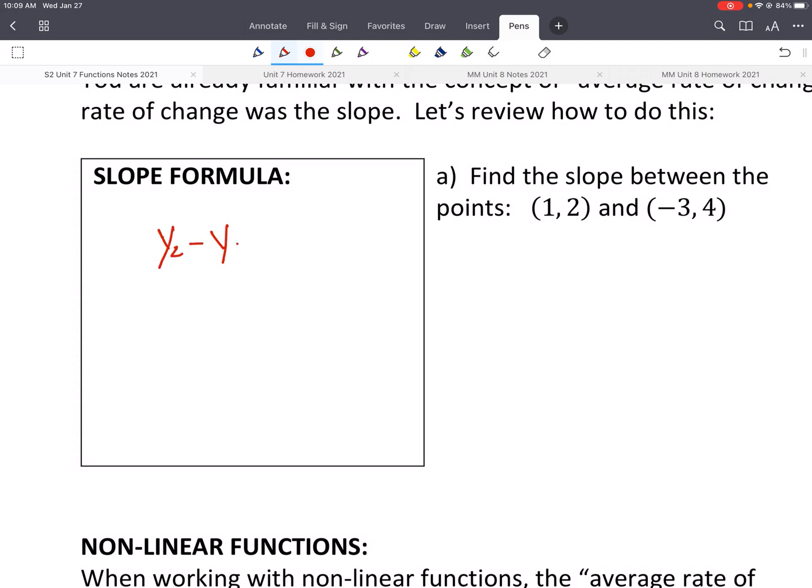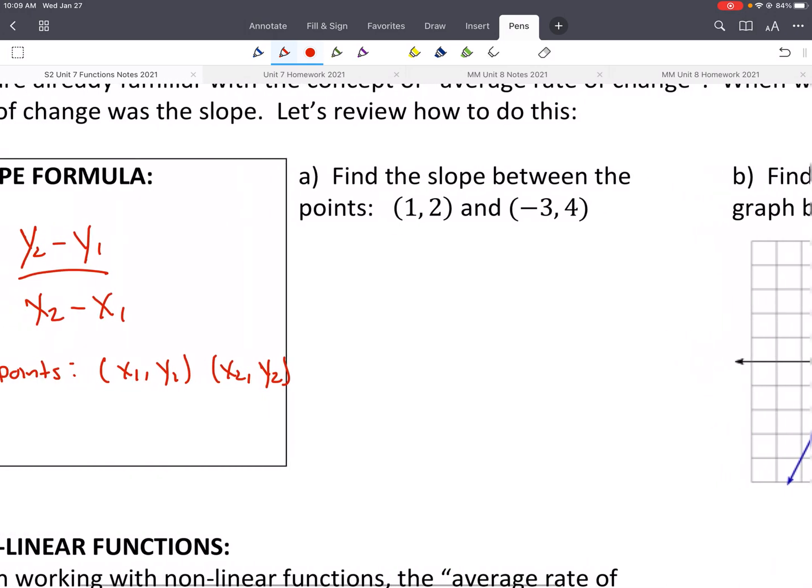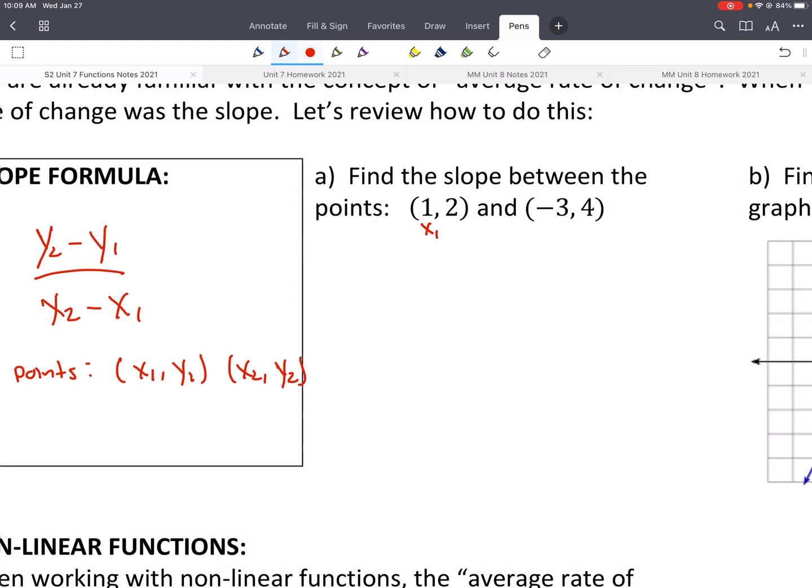y2 minus y1 over x2 minus x1, where our points are something like x1 comma y1 and x2 comma y2, okay? And we would plug those in and we'd find our stuff. So here's an example of that. This would be our x1 and our y1. This would be our x2 and our y2.